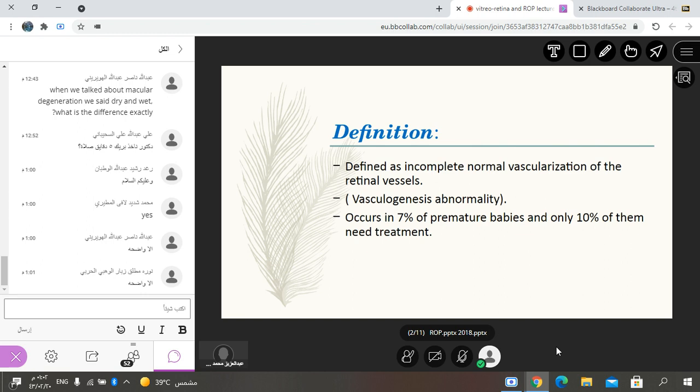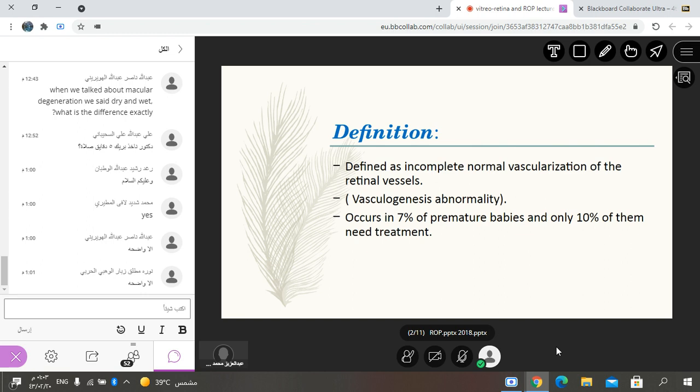We'll go now with the definition and discuss the stages. It is defined as incomplete normal vascularization of the retinal vessels, and that's why we mention it as a vasculogenesis abnormality. And this vasculogenesis abnormality will be converted to a new vascularization. There is a difference between vasculogenesis and neovascularization, okay?